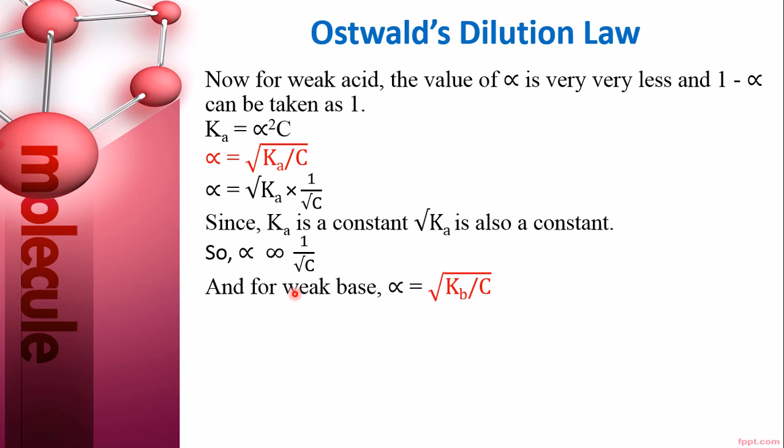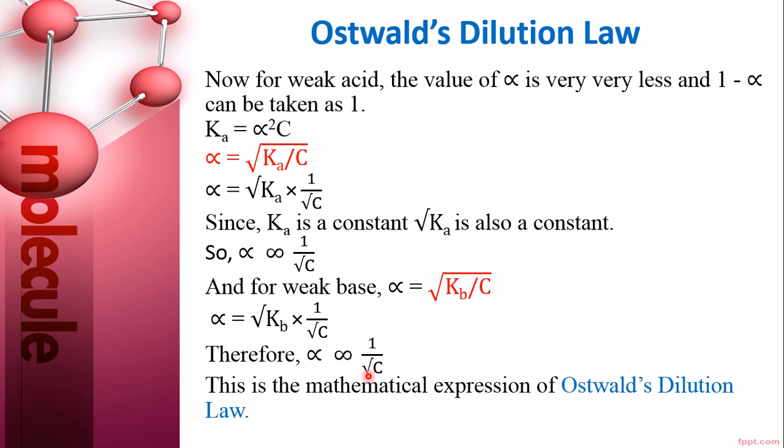Now this law also applies to a weak base. For a weak base, we can write alpha equals root over Kb divided by C, where Kb is the base dissociation constant, and from there we get alpha is proportional to 1 by root C. That means for both weak acid and weak base, alpha, the degree of dissociation, is inversely proportional to the square root of its molar concentration. This is the mathematical expression of Ostwald's dilution law.